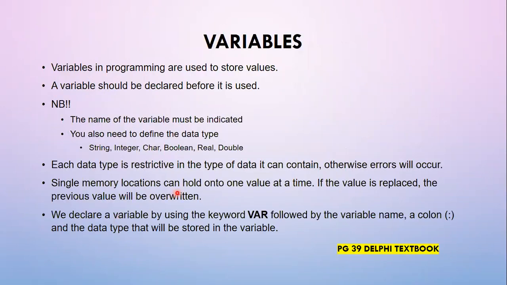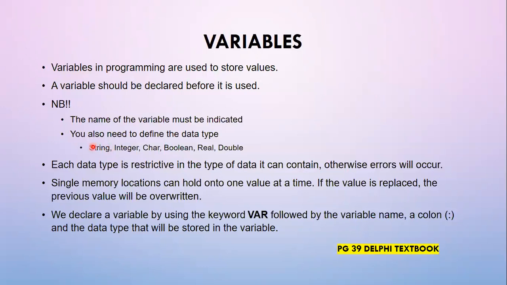Let's take a look at variables. I'm going to see if I can get through the slide before the session ends. Variables in programming are used to store values. A variable should be declared before it is used. Here are the rules of declaring your variables. Very importantly, the name of the variable must be indicated. You also need to tell me what type of data it is.